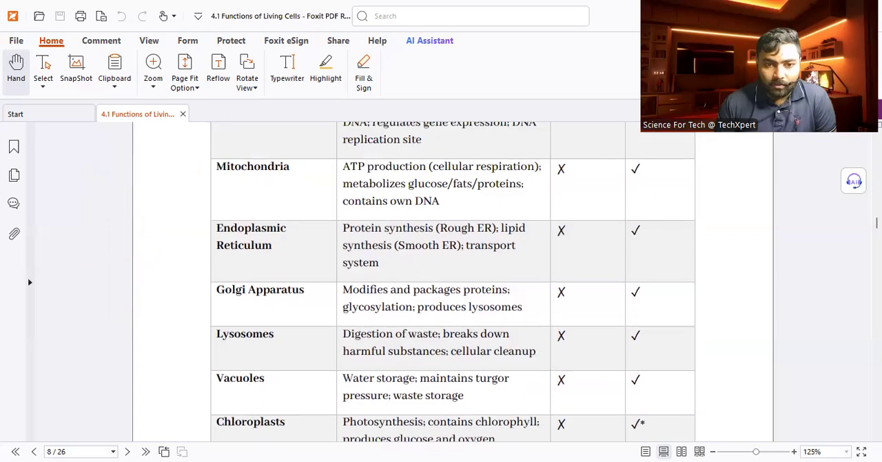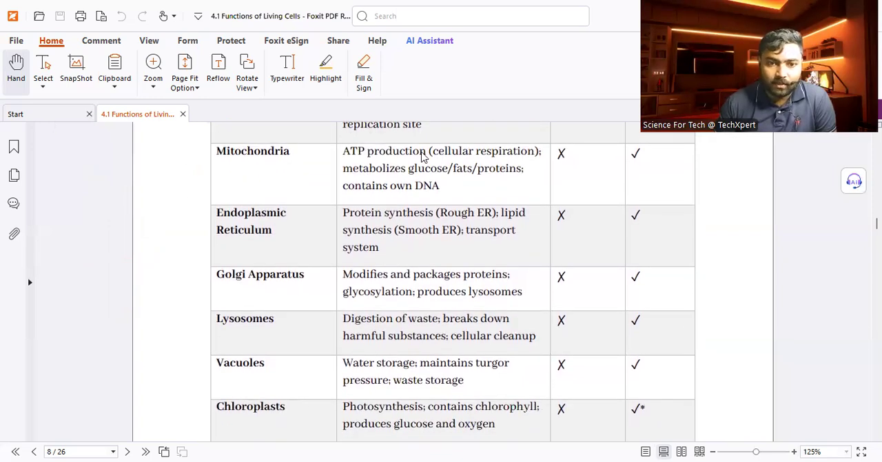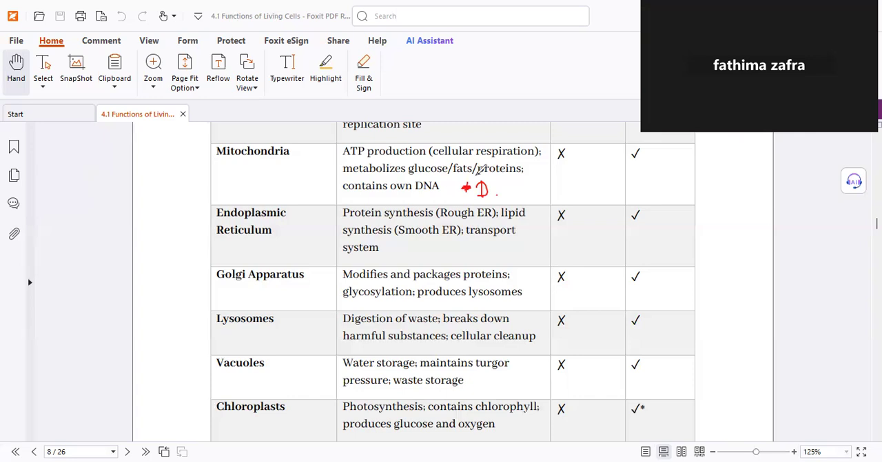Then we have finished the mitochondria. Right here, this is a double membrane organelle, not molecule. Double membrane organelle. Write that also. Done, sir. Okay.